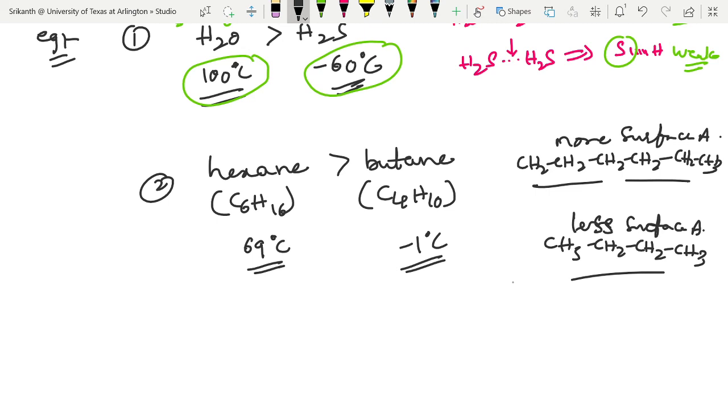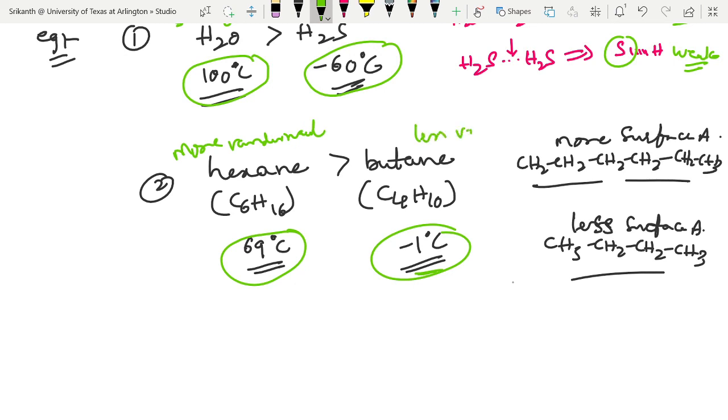Relatively, hexane has more surface area than butane. That's why hexane has a higher boiling point than butane. Butane has a lower boiling point because the surface area is less and the van der Waals interactions are less in butane. So here more van der Waals interactions, and here actually less van der Waals interactions.